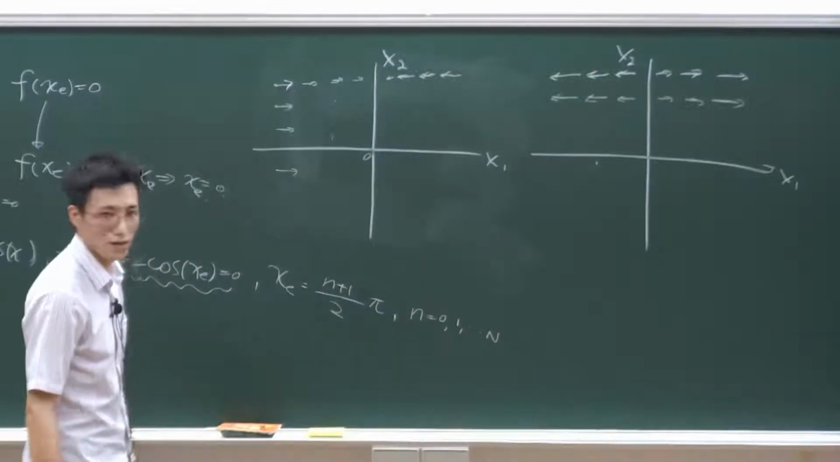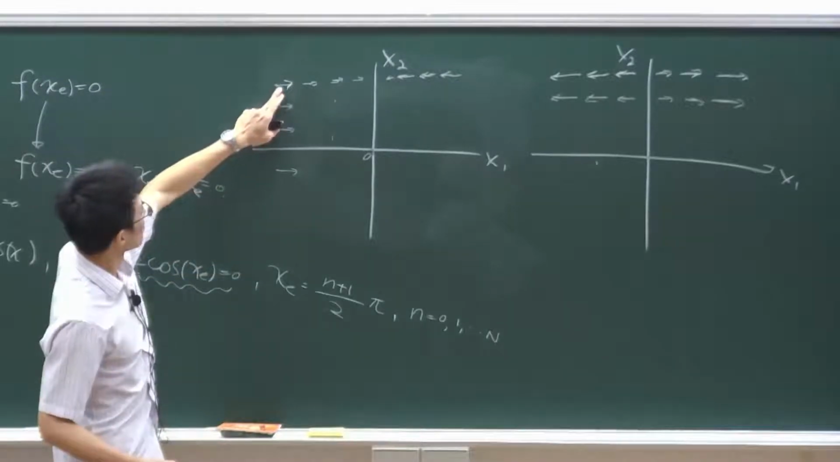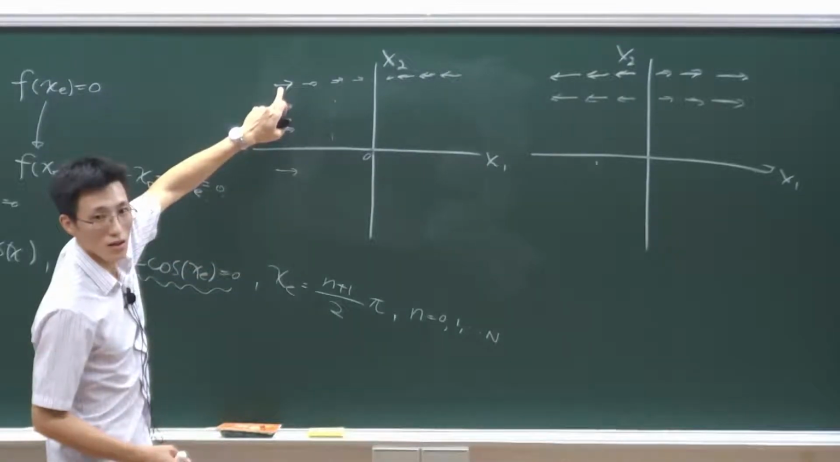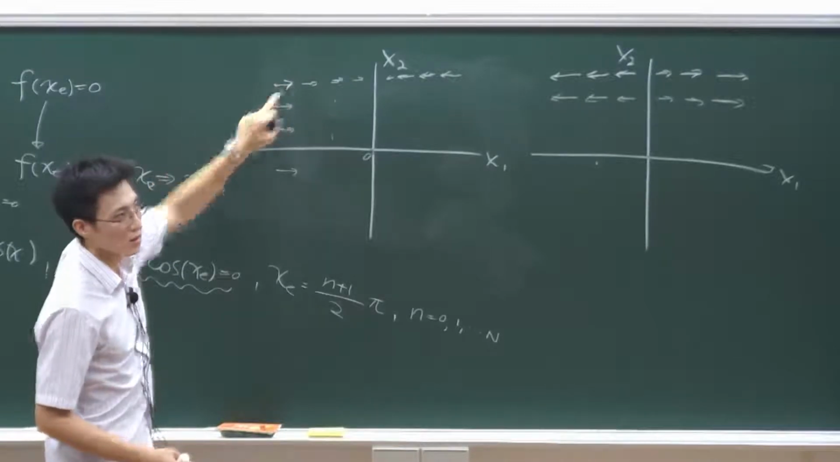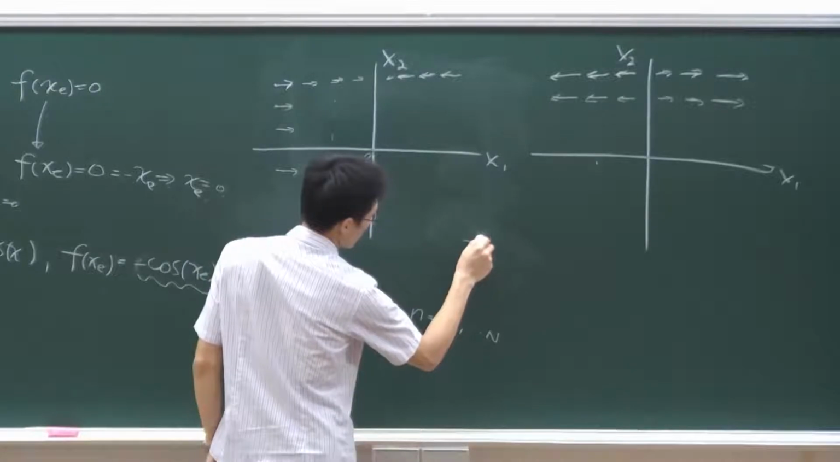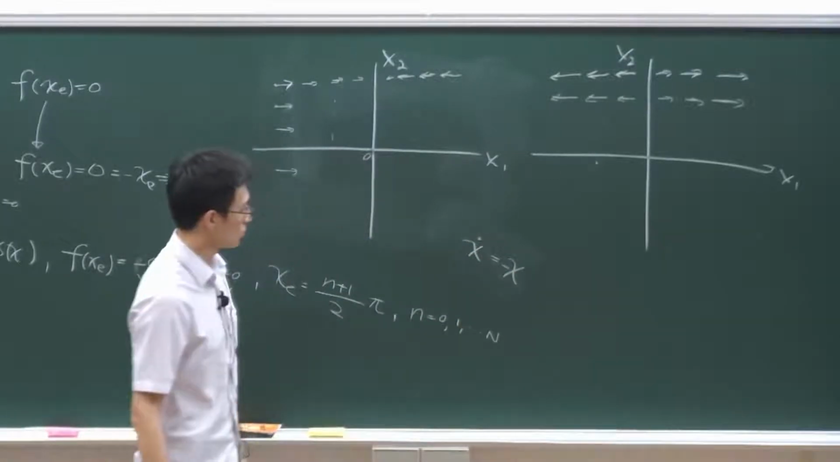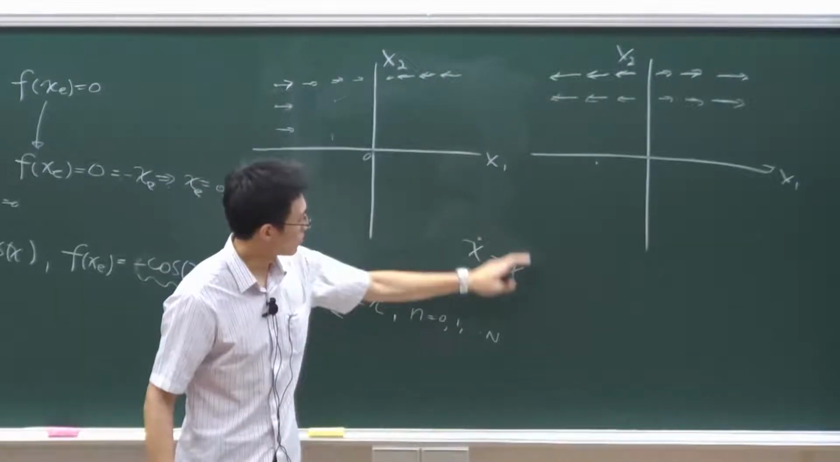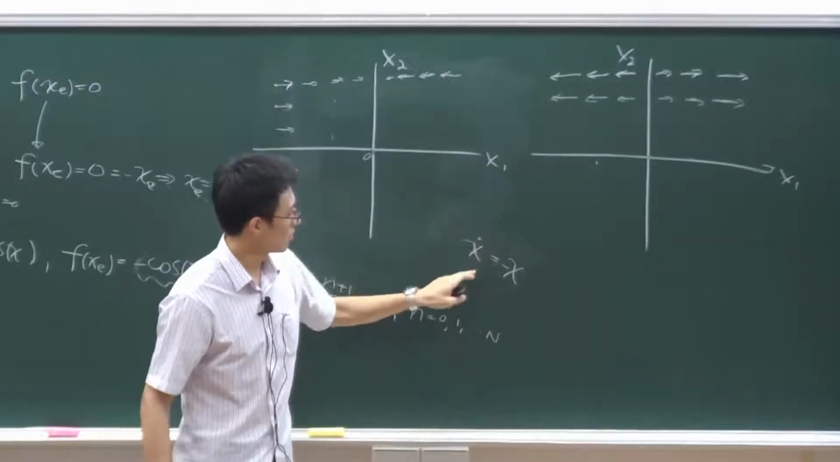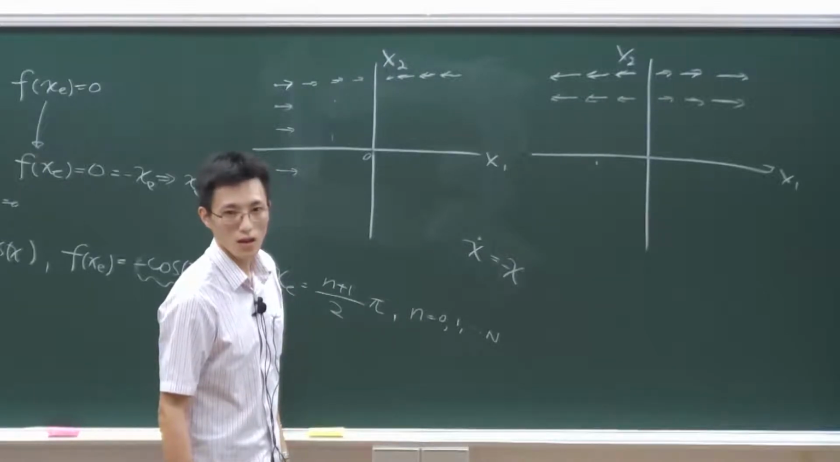So is that clear? Does anyone know the meaning of this arrow? If I give you a differential equation, can you plot out the phase portrait for this dynamic system? Can you? No. Okay.